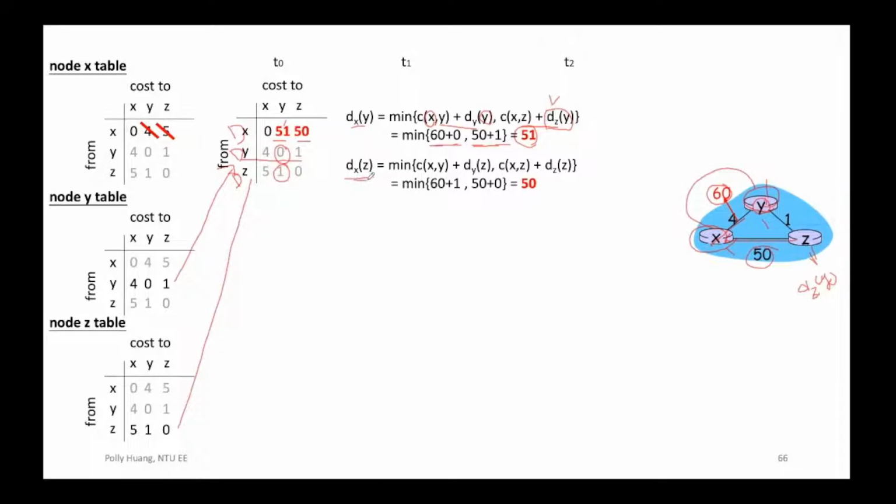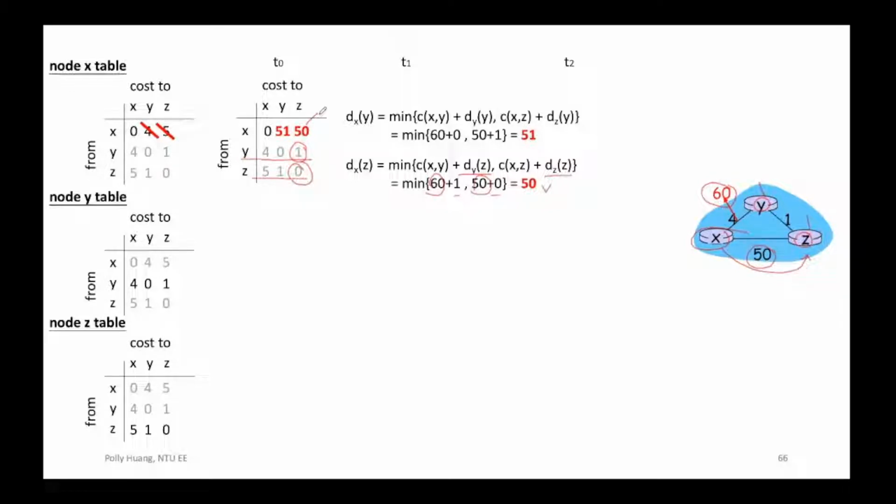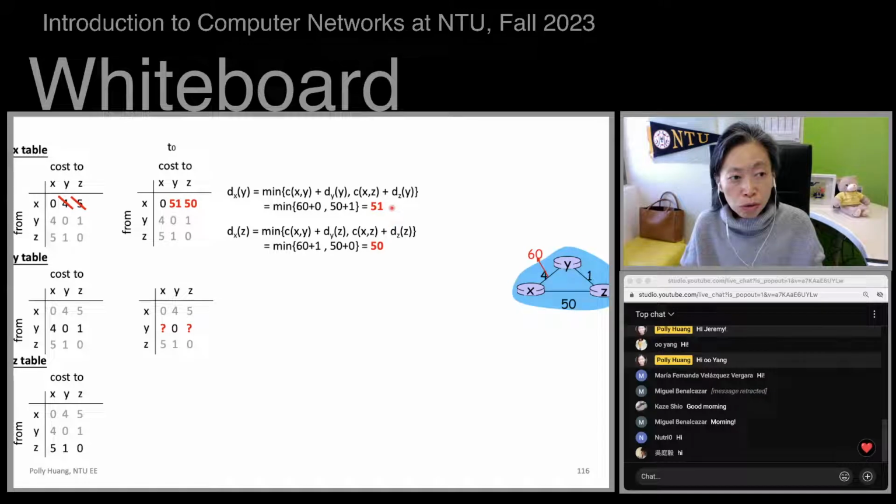Similarly, we derive dxz from x to z. So clear the markup from x to destination z. There are two neighbors again, y and z. X to the first neighbor y costs 60. X to the second neighbor z, the link costs 50. So again, 60 here, 50 here. Then from y, what is the shortest distance to z? Shortest distance from y to z is 1. And then for the second neighbor z, the shortest distance from z to z is 0 here. 61 compared to 50, so we pick 50 as the shortest distance from x to z. All right, so we managed to derive x's table at t0, which is 0, 51, 50.